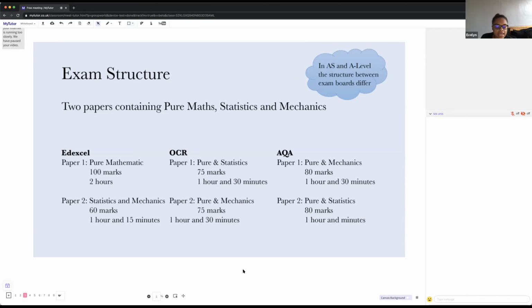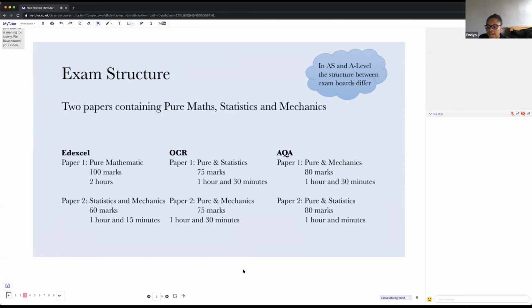If you're taking the Edexcel spec, you'll have 2 papers. The first paper is pure maths. The second paper is statistics and mechanics, which is a little bit shorter than the first. For OCR, you've got pure maths and statistics as your first paper, pure maths and mechanics as your second paper. They're exactly the same in length and worth the same amount of marks, so it's 50% for each exam. And the AQA spec is similar to the OCR, only swapped the other way around. Paper 1 is pure maths and mechanics, and paper 2 is pure maths and statistics.